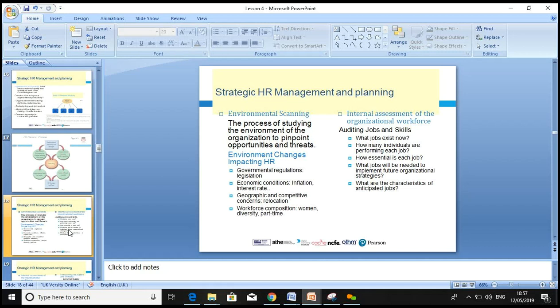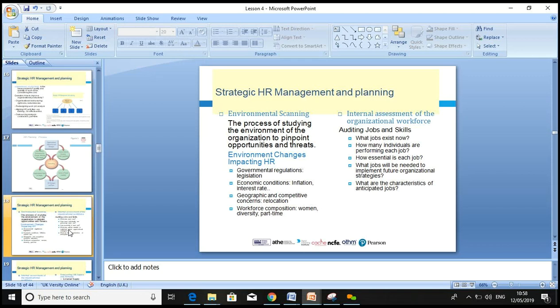crucial. Things change, especially in terms of employment legislation. So think about the national minimum wage increasing and decreasing. If we do not scan it, our strategies may not reflect it accordingly. So we need to make sure internal assessment of the organization's workforce, auditing jobs and skills, is very crucial.